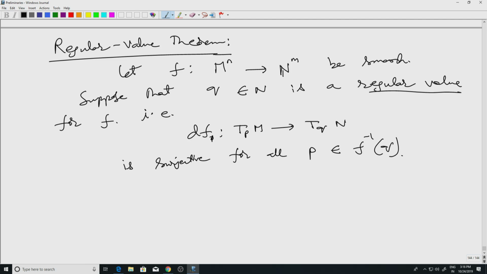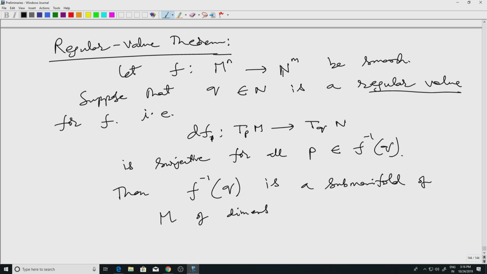Then the claim is that f inverse q, the level set, is a submanifold of M of dimension n minus m. And this will be a consequence of, again, the inverse function theorem. But before I go into the proof, in my next couple of lectures, I want to give many examples which this will generate. In fact, this is the most useful way of getting hold of manifolds.